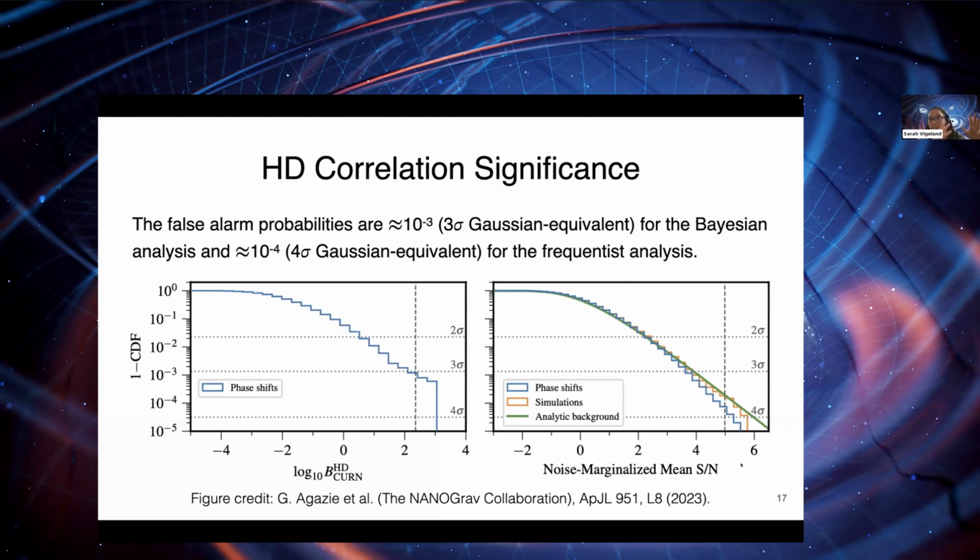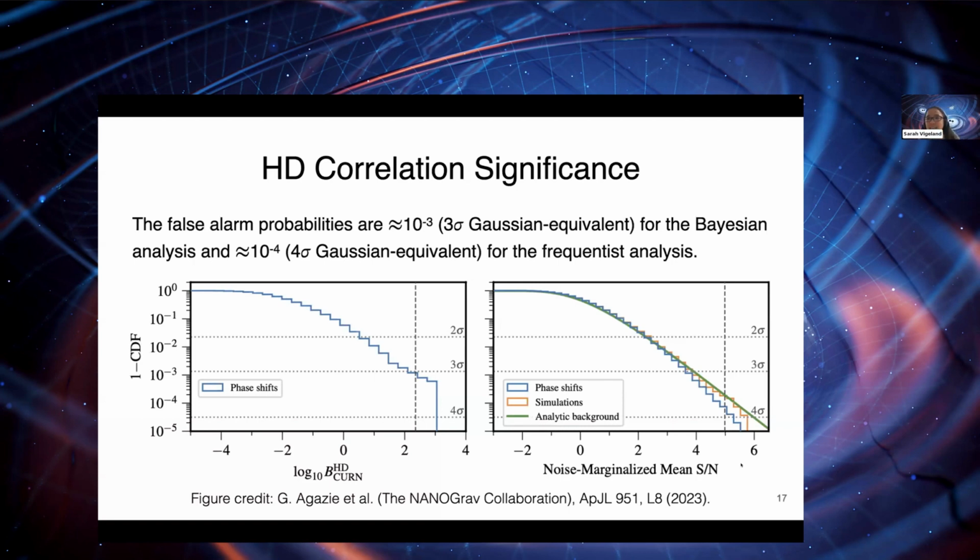Okay, so we did this for the Bayesian analyses and for the frequentist analyses. We got these background distributions and we compared our measured values. For the Bayesian analysis, we find a false alarm probability of 10 to the minus 3, which is a 3 sigma Gaussian equivalent significance. For the optimal statistic, we find a false alarm probability of between 10 to the minus 5 and 10 to the minus 4, okay, which is a 4 sigma Gaussian equivalent significance.